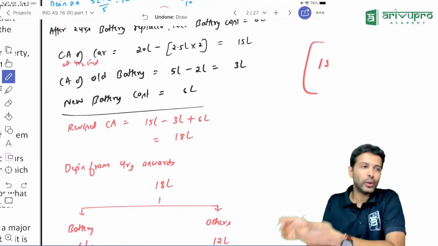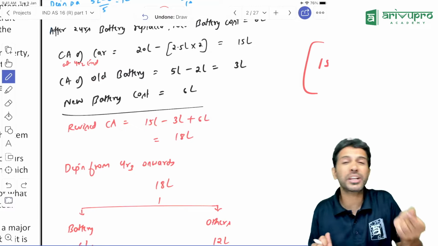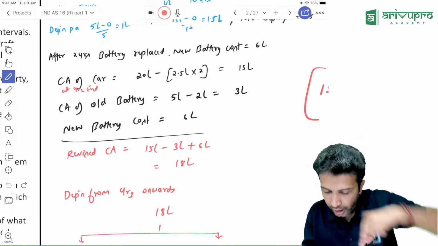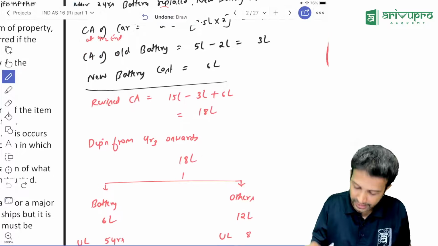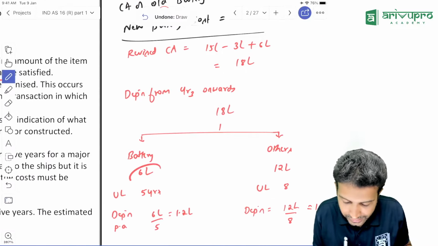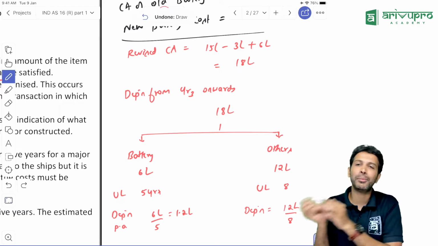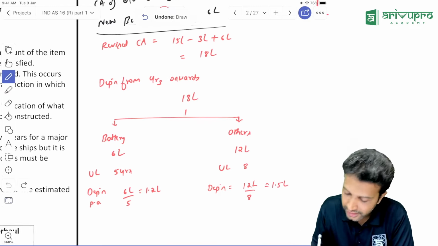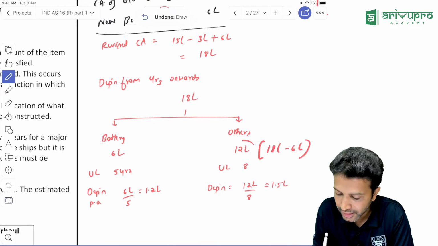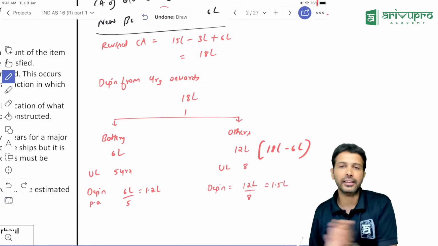18 lakh rupees. Now in this 18 lakh, how much constitutes the value of the new battery? How much did you pay for the new battery? 6 lakh. That means in this 18 lakh, the new battery's value is 6 lakh. The balance, 18 lakh minus 6 lakh, 12 lakh, will be for the other parts, calculated separately.